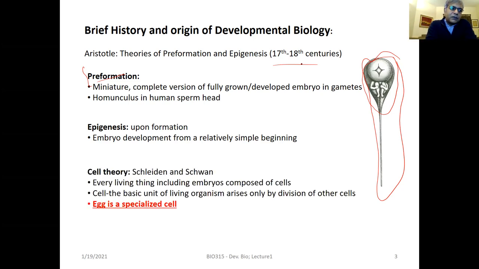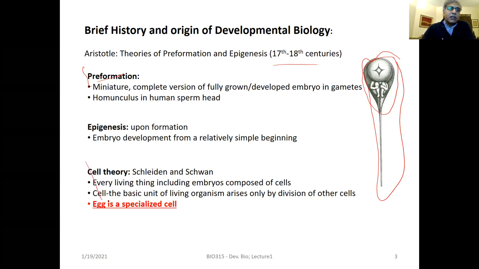However, with the discovery of cell theory by Schleiden and Schwann, which proposed that every living cell arises from pre-existing living cells, and that the cell is basically the fundamental unit of life, that pretty much proved and convinced everyone that there's no concept of preformation in our development, rather it's epigenesis, and we develop as we grow.